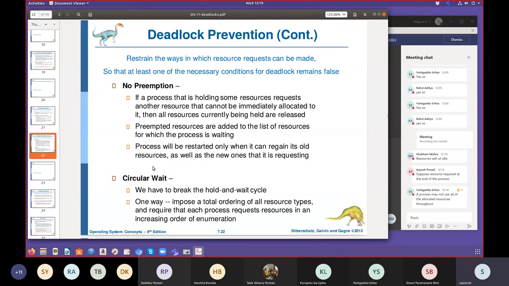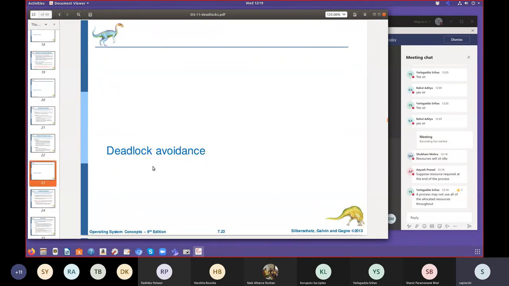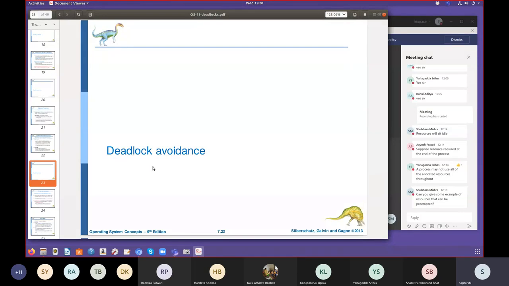Now we will go ahead to deadlock avoidance. Before that, any question? Okay, if not, fine. I think these are simple things. So fine, let's go ahead to deadlock avoidance. Okay, Shubhami has a question.